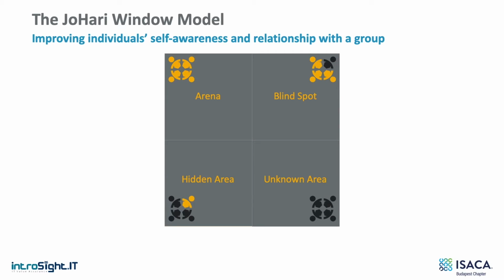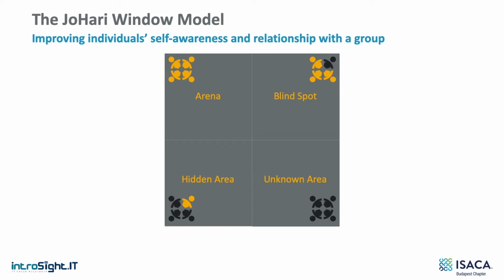But before we continue, allow me to introduce you to the Johari window model that was developed by two psychologists, Joseph Luft and Harrington Ingham, back in 1955. This model aims to improve self-awareness of the individual and at the same time improve a group's relationship with that individual. The Johari window is built of 4 quadrants, and its overall goal is to increase the size of the arena where collaboration is most effective.